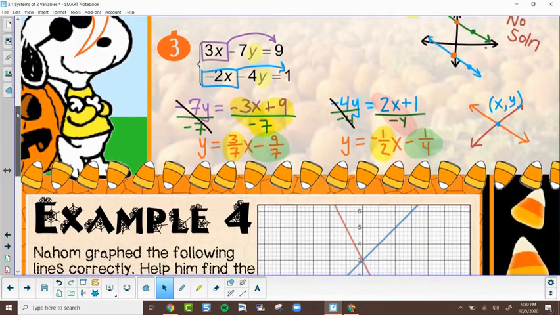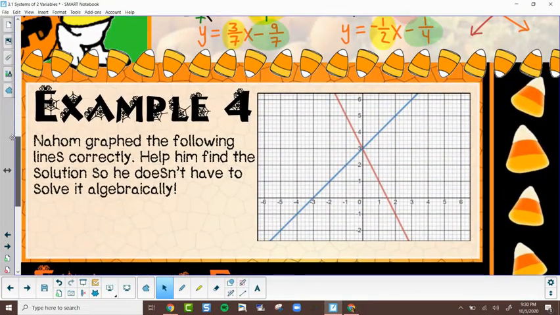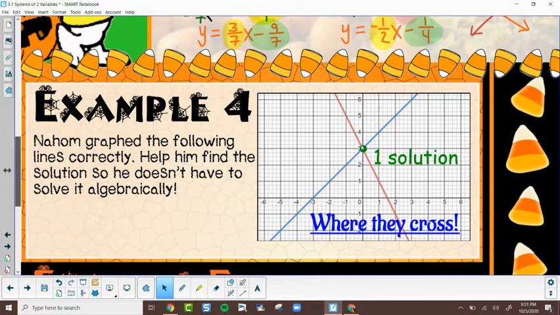So that's where we're going to kick things off, solving by graphing. Here we have Nahom graphed the following lines. Help him find the solution so he doesn't have to solve it algebraically. Again, we have 2 different equations, and we're trying to find a solution, which is where we have an x and a y. So that means we just look where the lines cross.